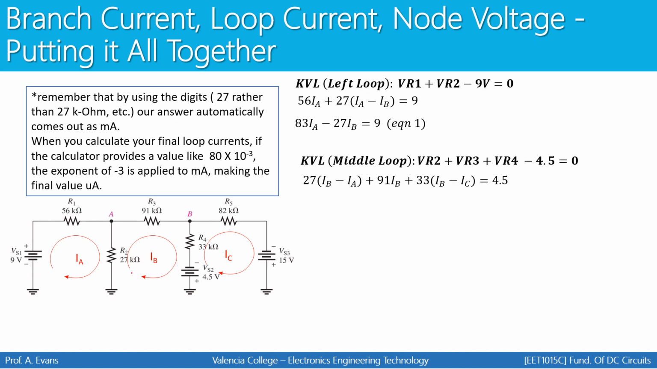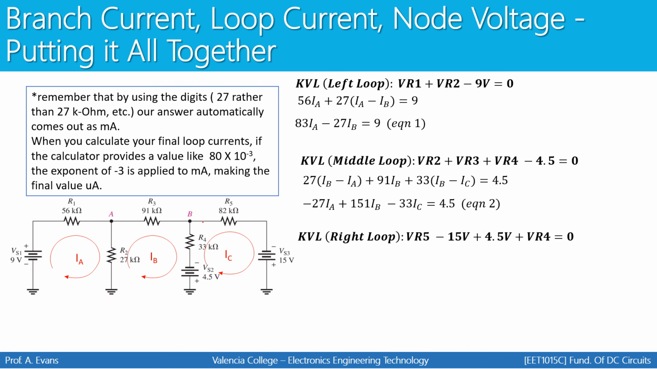Notice that the voltage for R2 is going to be IB minus IA because they flow in opposing directions. Notice that the voltage for R4 is going to be 33 times IB, which goes down, minus IC, which goes up, opposing directions. So we subtract them. If those two loop currents happen to be the same direction, you would just add them instead of subtracting them. Simplify, and you have equation 2.